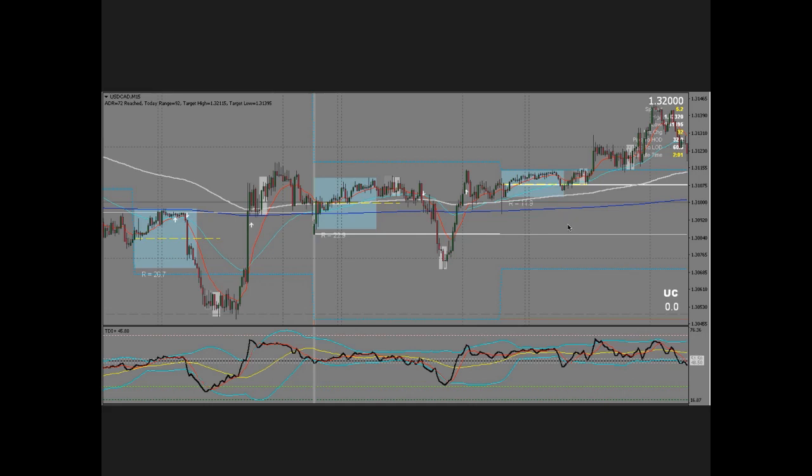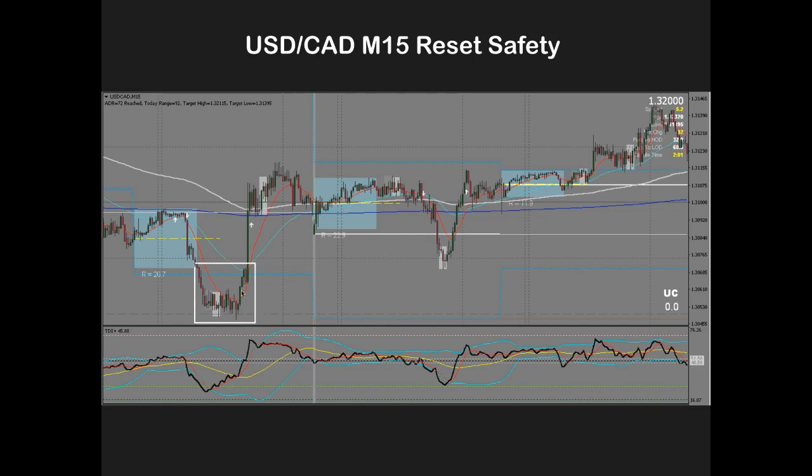So, a UCAD example. Let's look at this UCAD M15 Reset Safety example. We have the reset peak right here. Okay, in this case, the reset anchor didn't bounce off of the 800. It went through the 800 and then came back up. So you can see this move here is what we're looking at for this reset anchor.